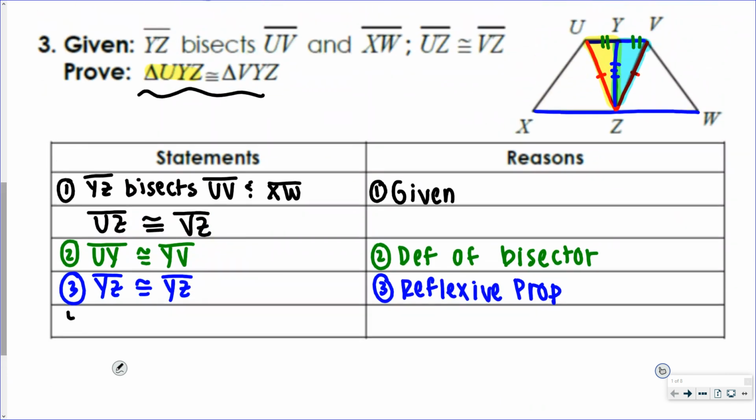So let's state that in our last box here. That'd be our last step, step 4. Just going to restate that. Triangle UYZ is congruent to triangle VYZ by what postulate? Side to side. Yep. Good.